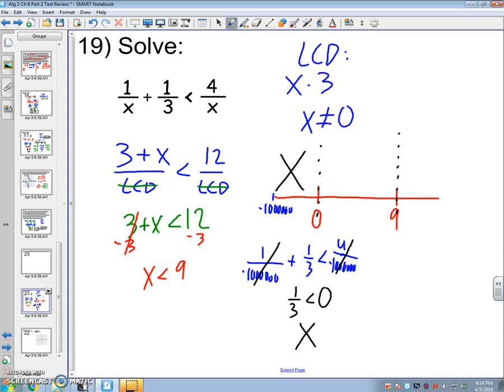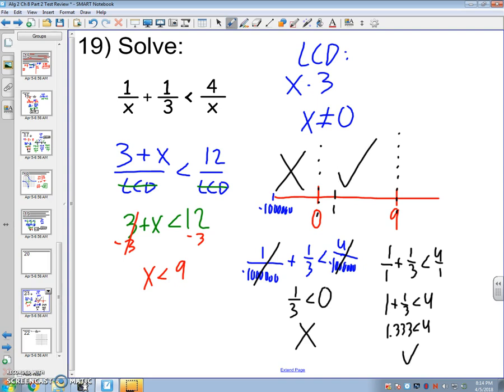Now you could try -1, you'd get a false statement as well. So any number to the left of 0 would have been false. I just chose a million so I could get a fraction to be 0. Between 0 and 9, let's do something easy. Let's do 1. 1 over 1 plus 1 over 3 should be less than 4 over 1. Well, 1 over 1 is 1, plus 1/3 should be less than 4. Is 1.33 repeating less than 4? The answer is yes, it's true. So this middle section is good.